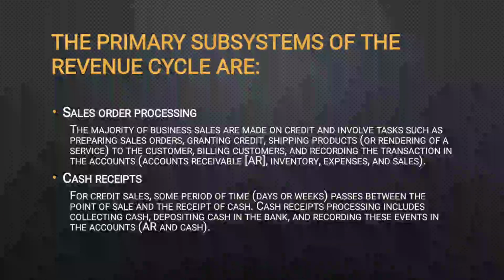Then next is yung tungkol dun sa cash receipts. So for credit sales, some period of time, days or weeks, passes between the point of sale and the receipt of cash. Cash receipts processing includes collecting cash, depositing cash in the bank, and recording these events in the accounts AR and cash. So dito, sa cash receipts naman, dito na yung collection of cash from customers.